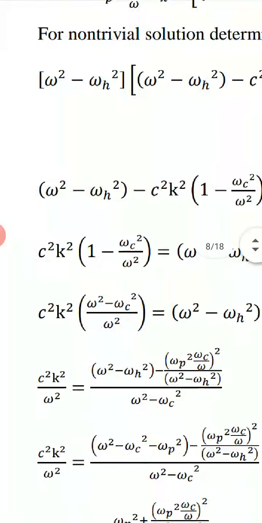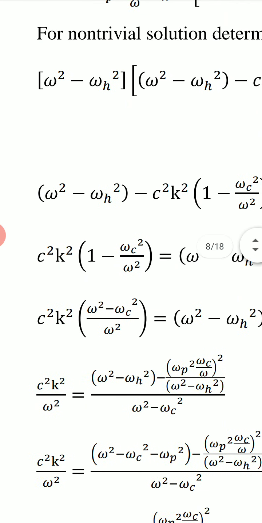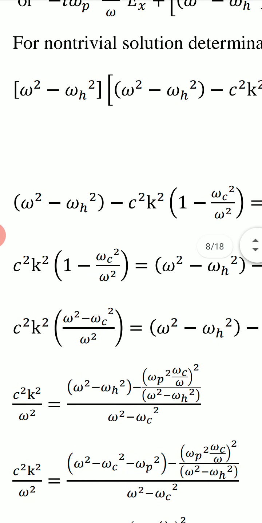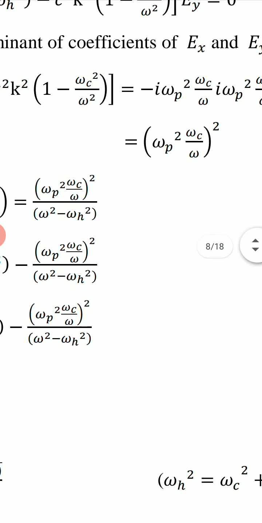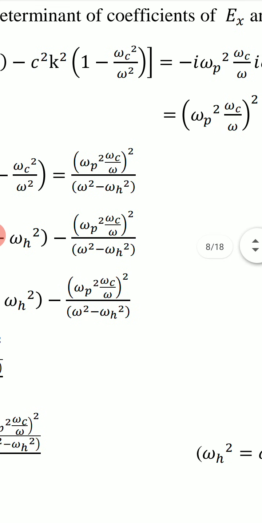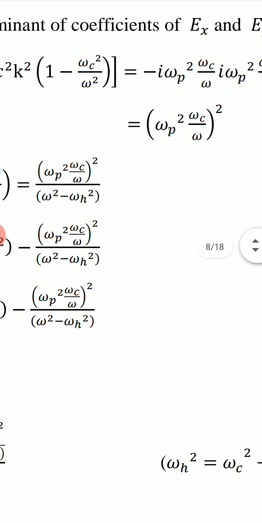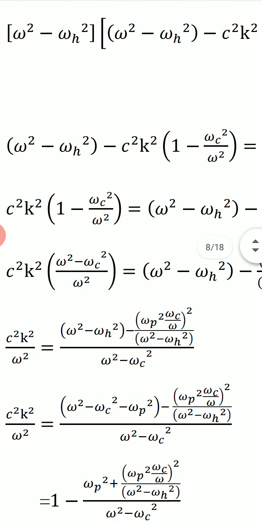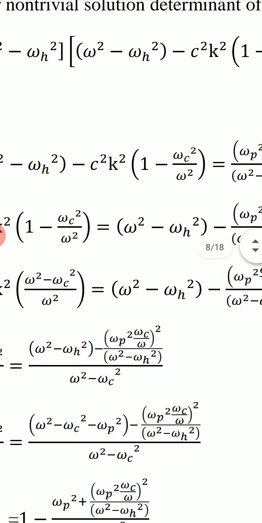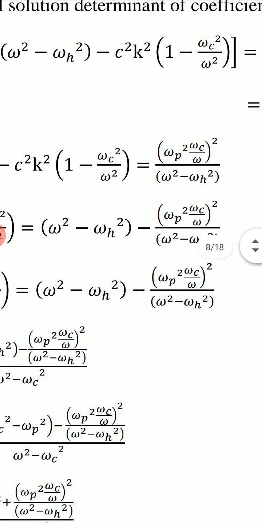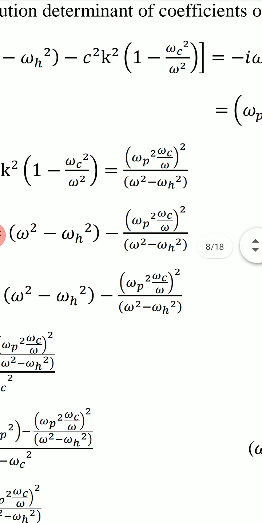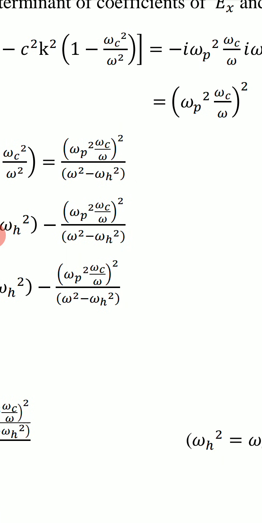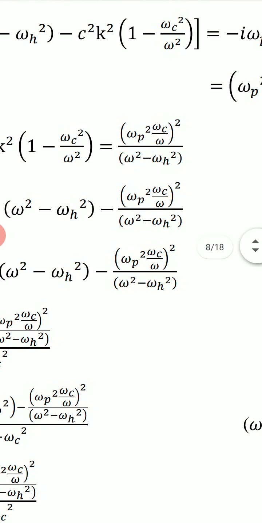Now on the left hand side the first term is omega square minus omega h square. This we put on the right hand side in the denominator. Then this equation reduces to omega square minus omega h square minus c square k square into (1 minus omega c square upon omega square) equal to (omega p square omega c upon omega) whole square upon (omega square minus omega h square).